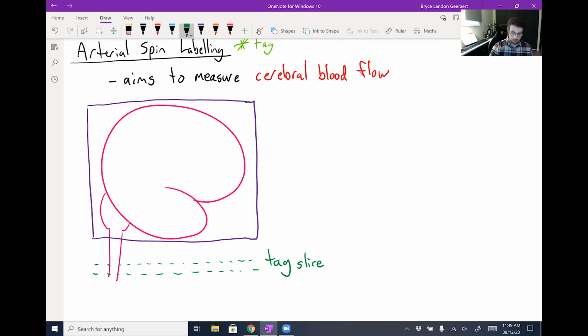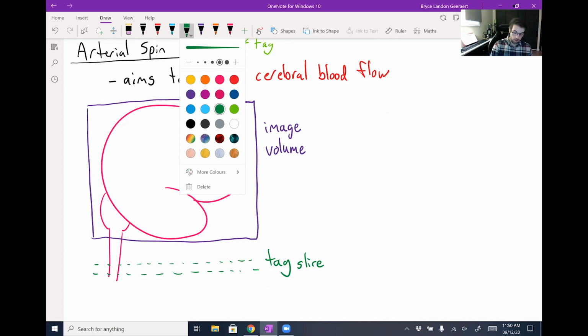And anyone who does ASL knows this is one way to do ASL, but there are quite a few. It turns out quite a few methods, which we'll talk about a little bit. Okay, so the idea is if we tag some blood as it flows into the brain, far away from our imaging volume, it actually does need to have some distance. We can't just tag right below.